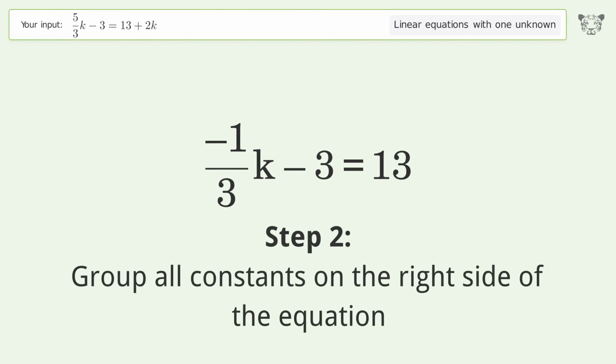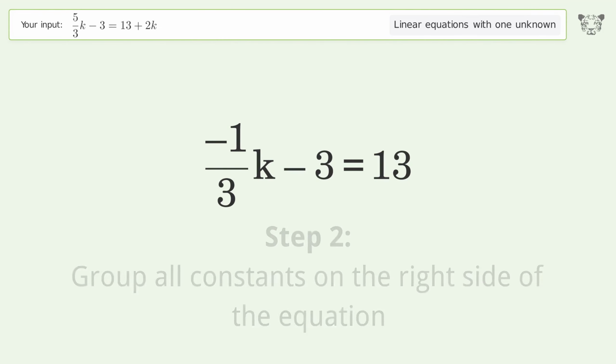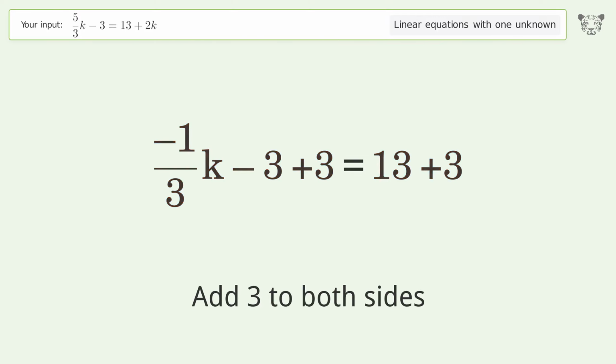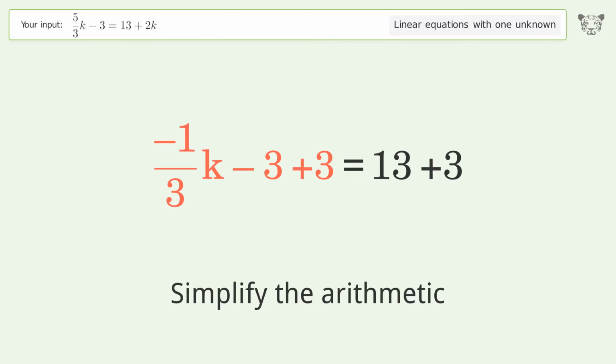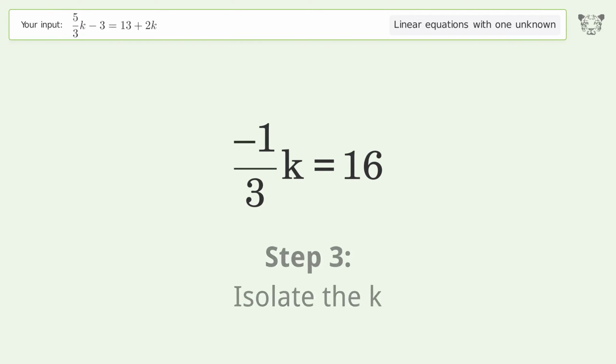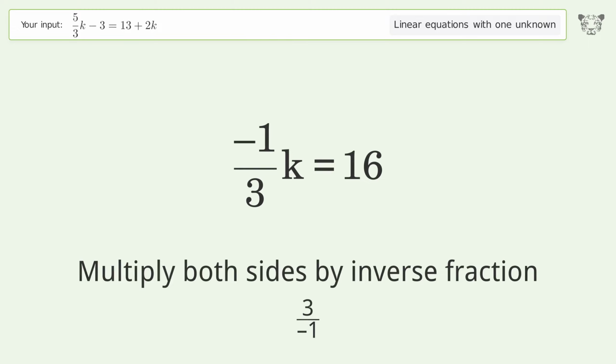Group all constants on the right side of the equation. Add 3 to both sides. Simplify the arithmetic. Isolate the k. Multiply both sides by inverse fraction 3 over -1.